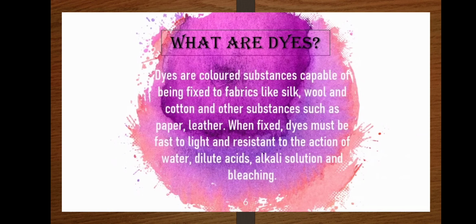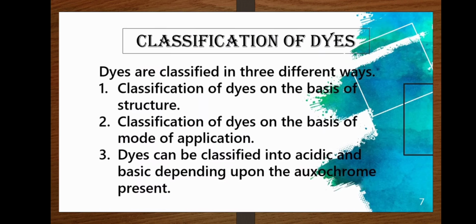What are dyes? Dyes are colored substances capable of being fixed to fabric like silk, wool and cotton and other substances such as paper, leather. When fixed, dyes must be fast to light and resistant to the action of water, dilute acids, alkaline solution and bleaching.